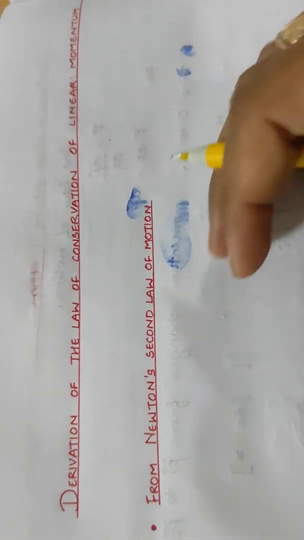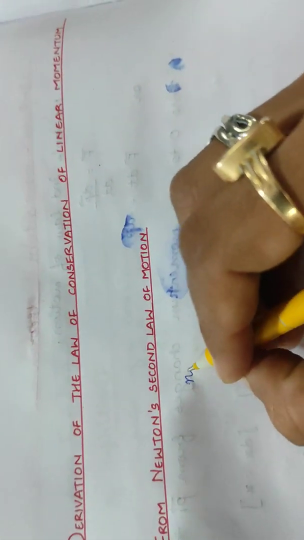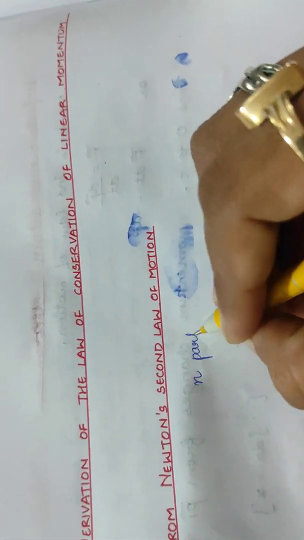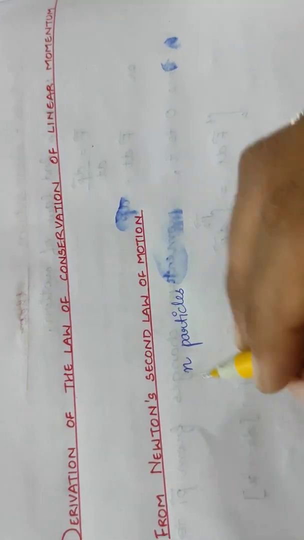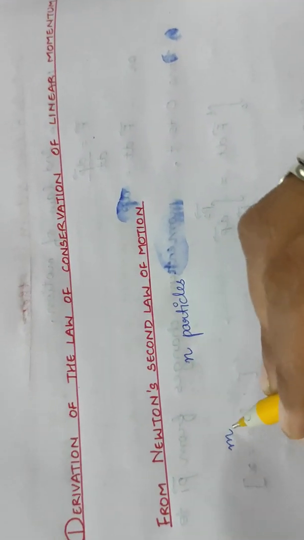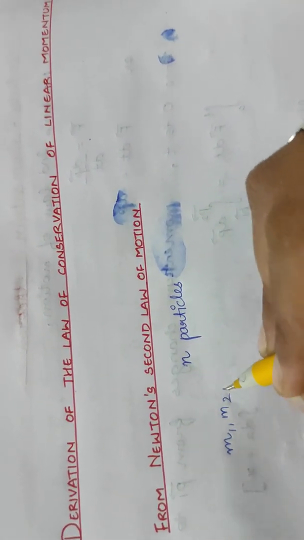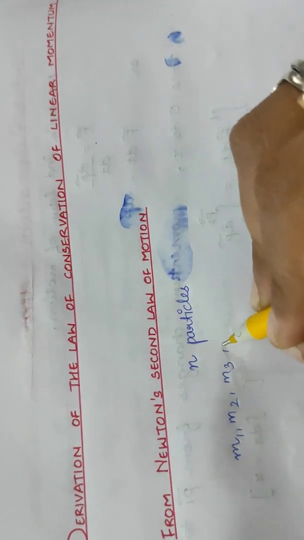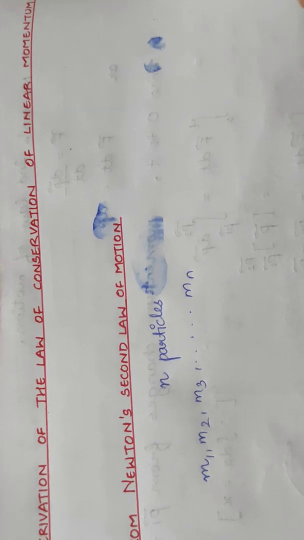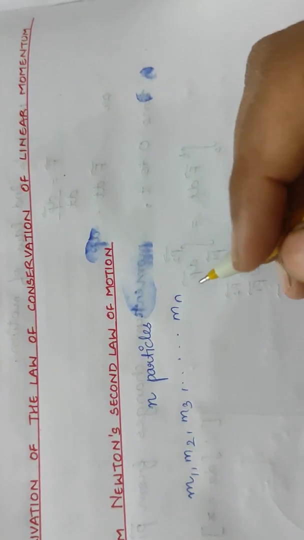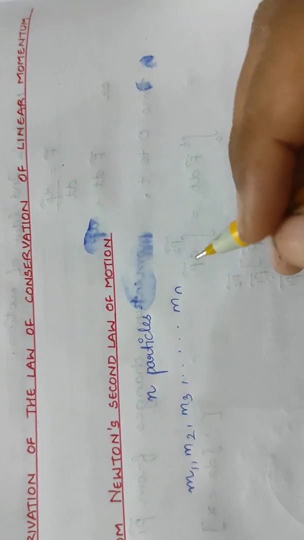Fine. Now there is an isolated system of n particles. Okay. Now suppose that these n particles have masses m1, m2, m3 till mn. Okay, they have masses m1, m2, m3 till mn. So now what will be the total linear momentum of the system?